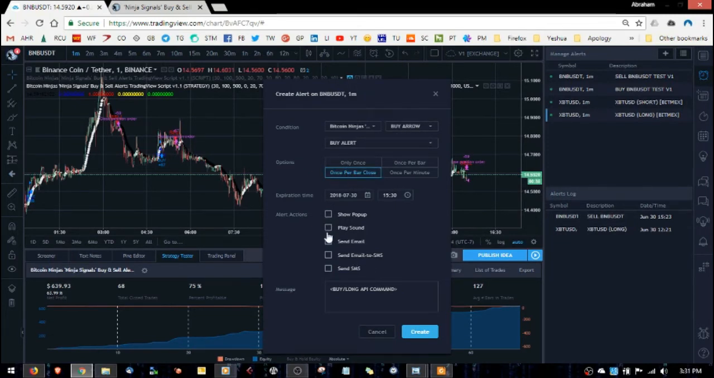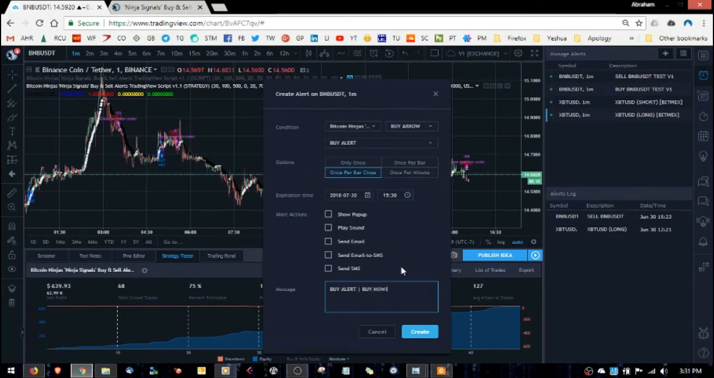You can use any of these settings you like, such as a pop-up, a sound, an email reminder, a text message notification. Very powerful features. You don't have to use any of them if you don't want, or you can use all of them if you want. It's up to you. And then down here, you place a message for yourself. If you're doing manual trading, you can just put a verbal reminder for yourself, like in this case, it's a buy alert, so buy alert. Or you can say, buy now.